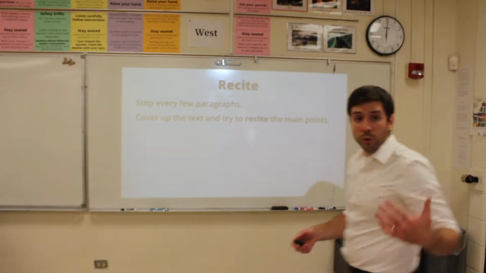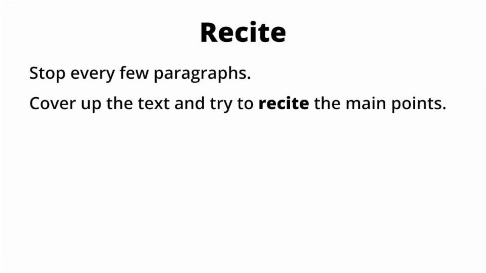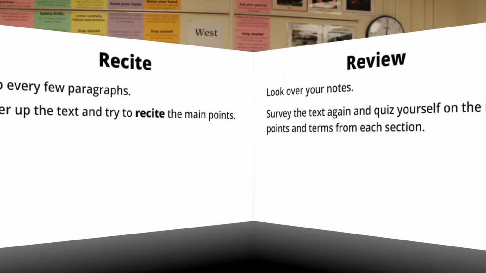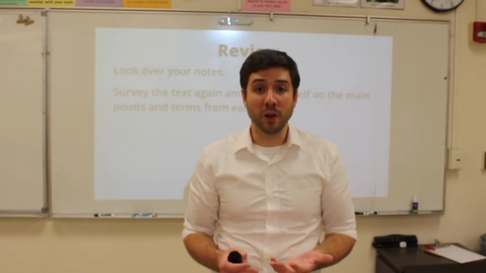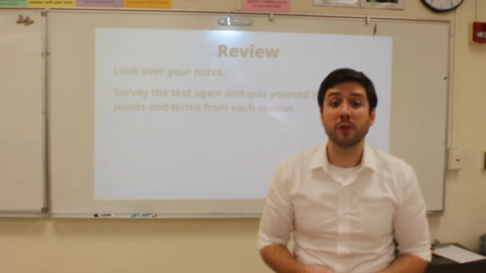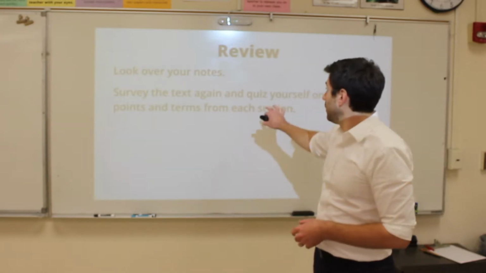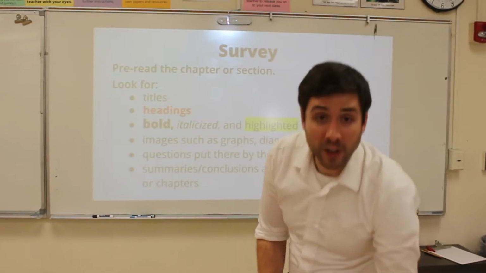So you recite what you've just read, and as you do that and you're making your way through the section, you're reciting what you're reading, you're taking some notes on those main things that you're reciting. And then when you're all done, you review. This just means look over the notes you took. If you didn't really take notes, I'd suggest just doing another survey. Survey the text. Look it over again.